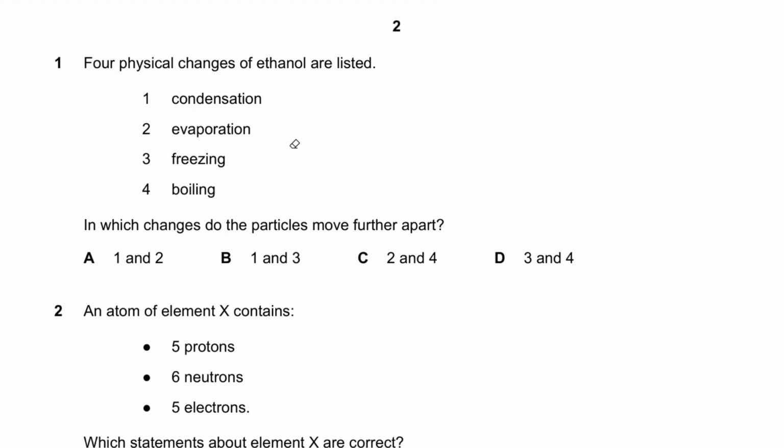Four physical changes of ethanol are listed: condensation, evaporation, freezing, boiling. In which changes do the particles move further apart? So let's start with the first one, condensation. Changes from gas to liquid, so particles come closer. Evaporation changes from liquid to gas, so that means particles move apart. Freezing: particles come closer, not moving apart. And boiling, particles move apart. So the correct answer is option C, which is 2 and 4.